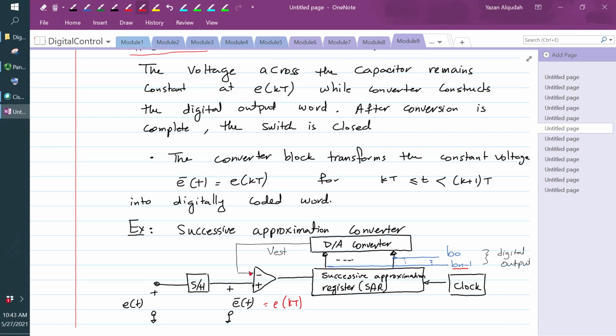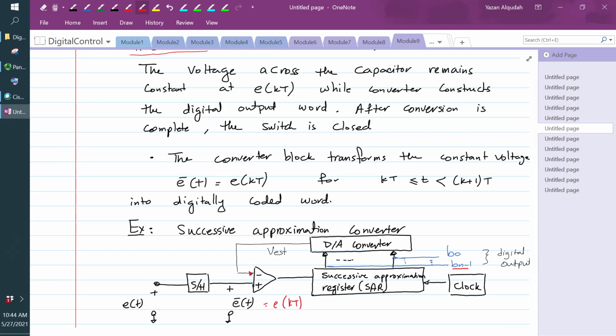Then the successive approximation register is going to turn on Bn minus 2, the next bit after the most significant bit, and do the same thing. It's going to calculate V estimate. If V estimate is less than E bar of t, it's going to keep Bn minus 2 on. Otherwise, it's going to switch it off. And then it's going to do this n times for all the bits from 0 to n minus 1. We have n bits, and it does it for each bit.